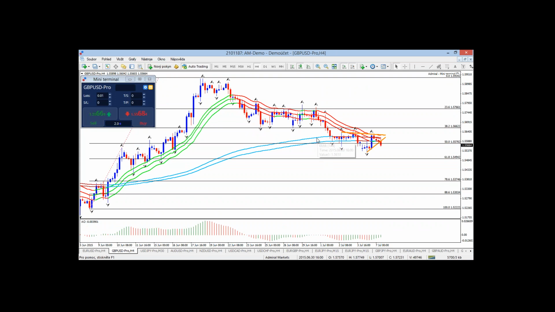I'll probably change these templates, these moving average colors. They're looking too much similar to the candles, actually. I'm talking about this fib.